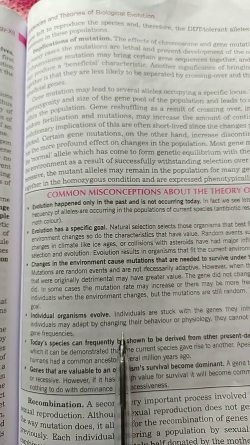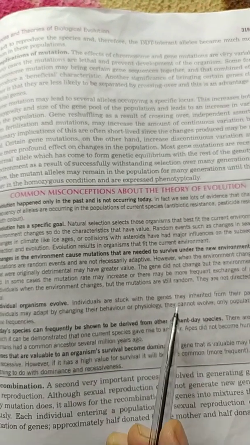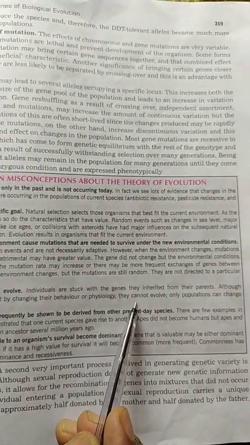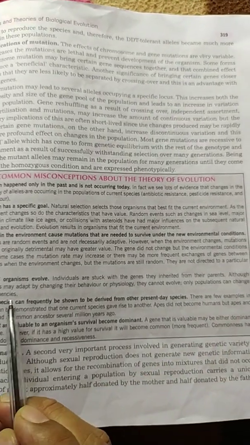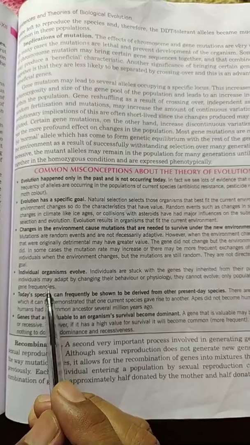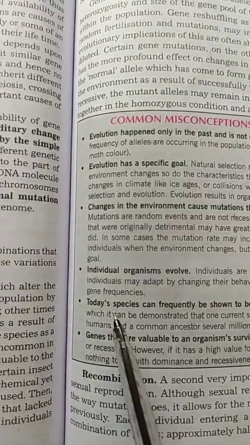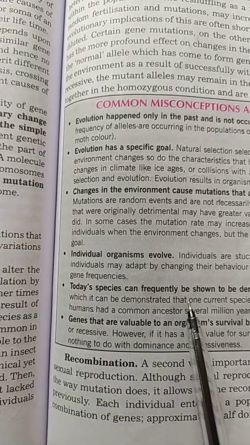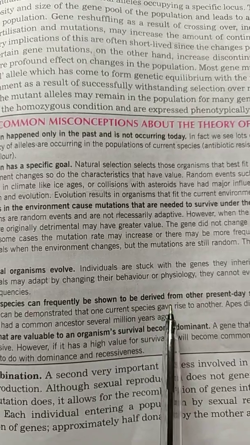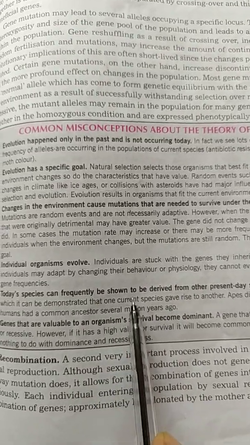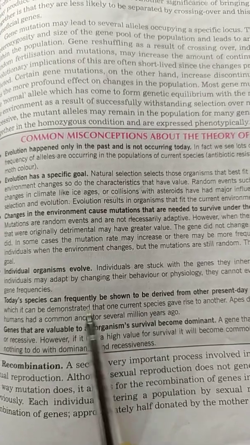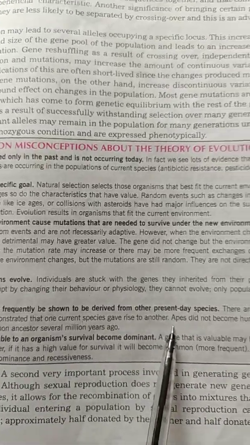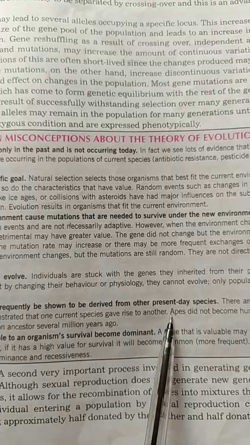Whereas we can see that even races change, and sometimes populations change and take up a change in gene frequencies. So this is also untrue. Then, the fifth misconception is that today's species can frequently be shown to be derived from other present-day species. This is not true every time.